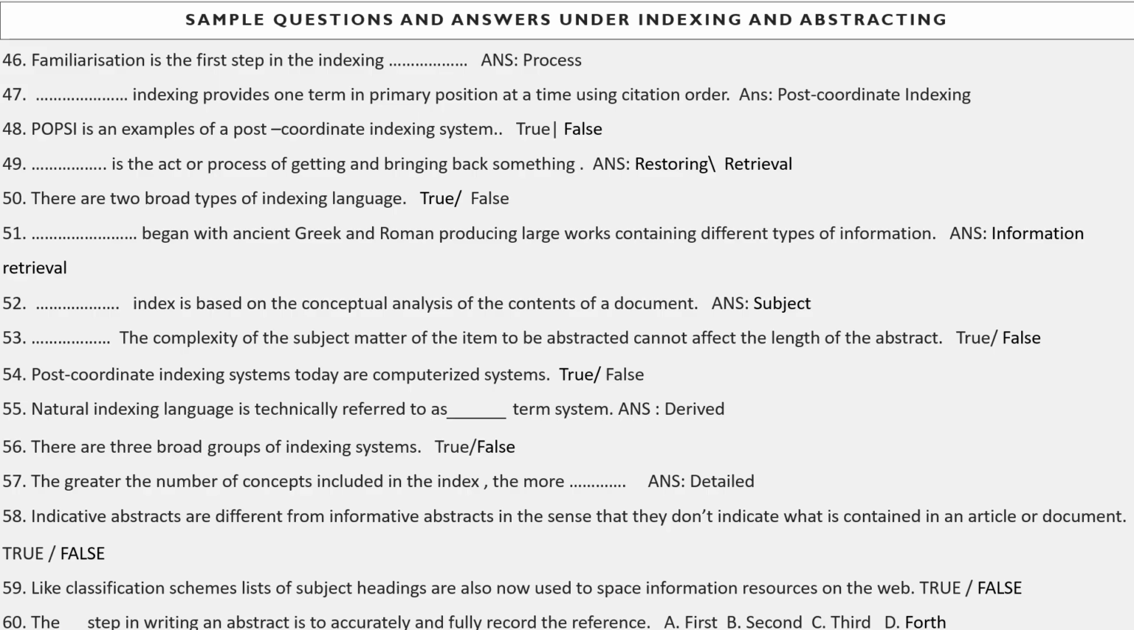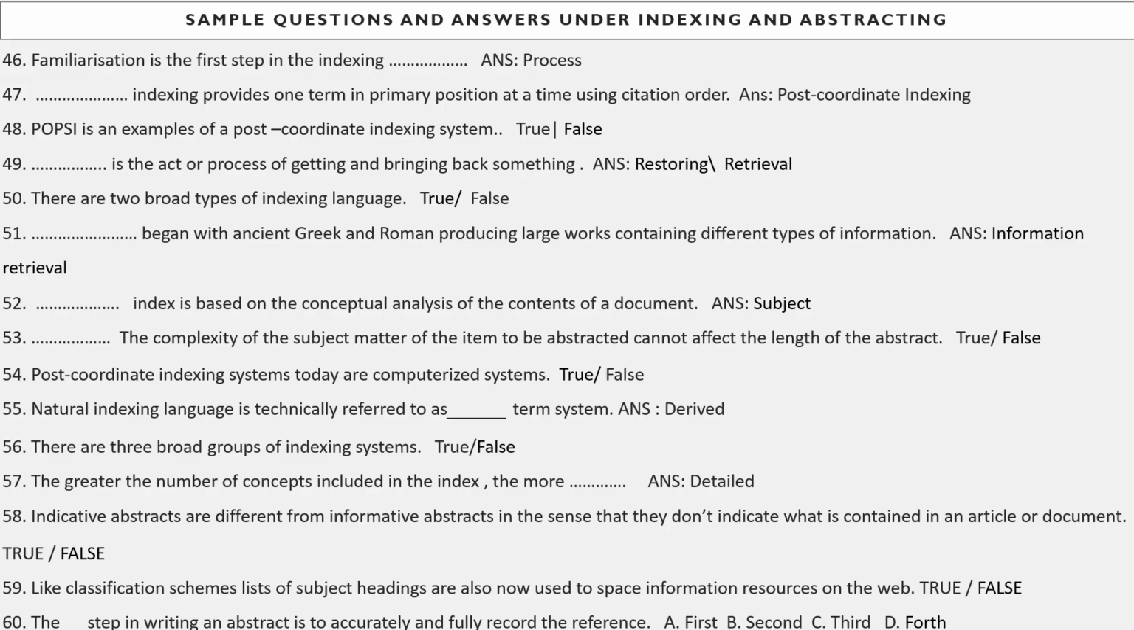The correct answer is true. Post-coordinate indexing systems today are computerized, allowing terms to be combined during searching rather than being fixed in advance. Then 55, the answer there is derived. So natural indexing language is called this because the indexer derives the term directly from the language of the document.